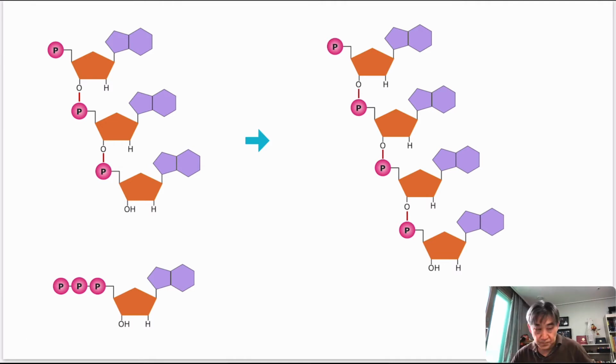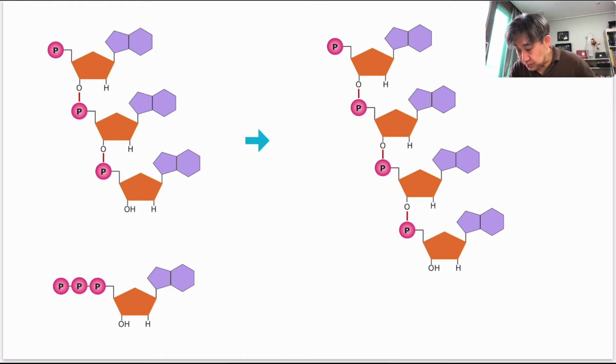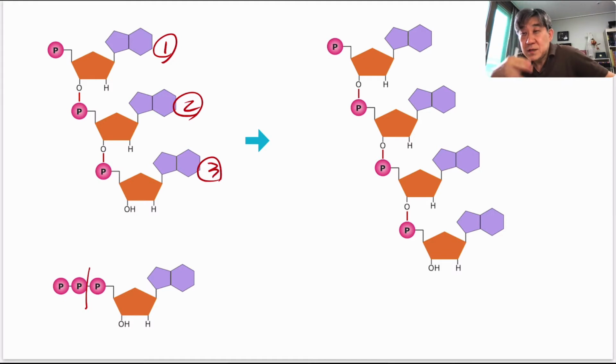One piece of information we can learn from this way of nucleic acid synthesis is that if you keep doing this, you can immediately notice, let's say this is nucleotide number 1, 2 and 3, that the direction of addition is always from this phosphate group, after shedding the two phosphate groups off.